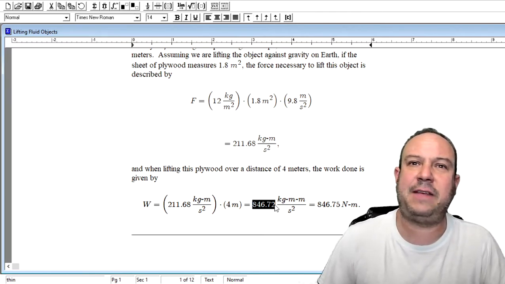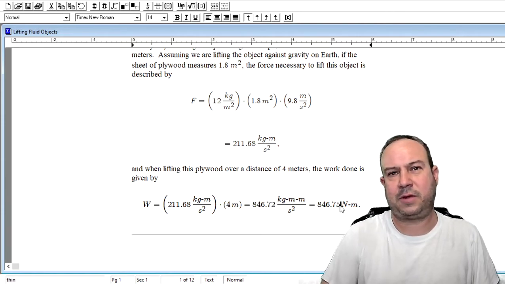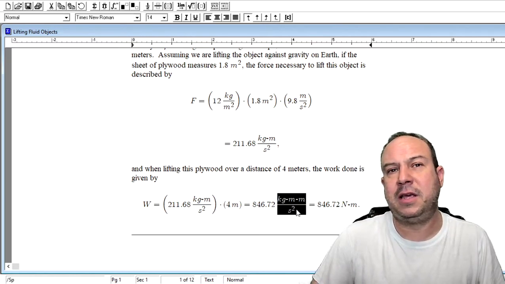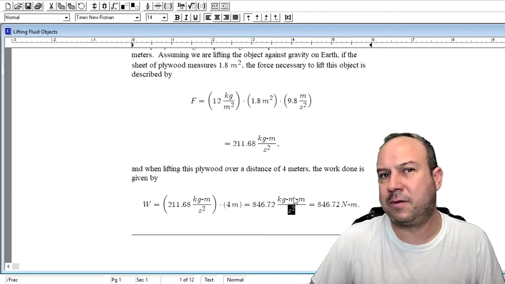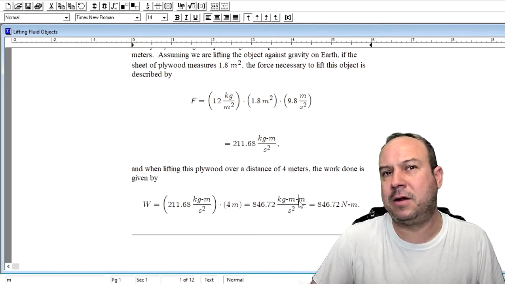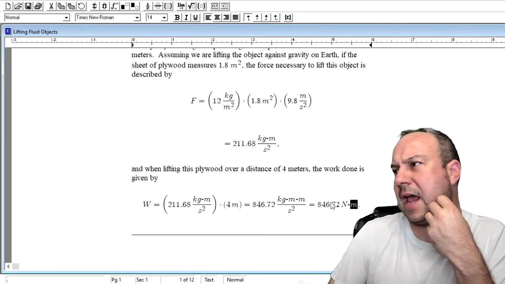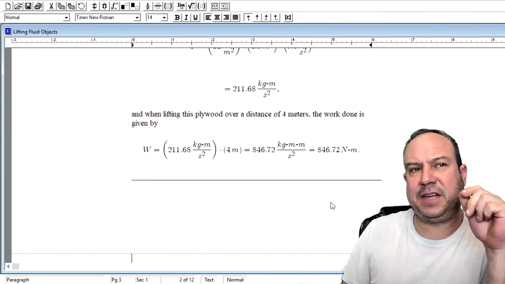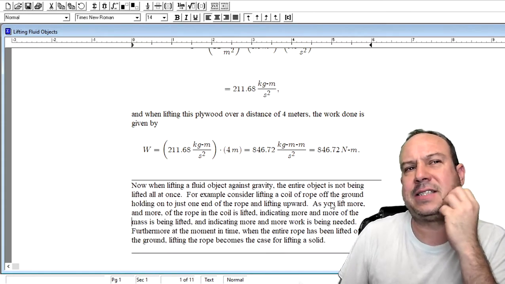Or what is essentially 846.72 Newton meters. A Newton is 1 kilogram meter per second squared, so one of those meters is held out in our description of work and our labeling. Now that is lifting a constant object, the work calculation for lifting that constant object.